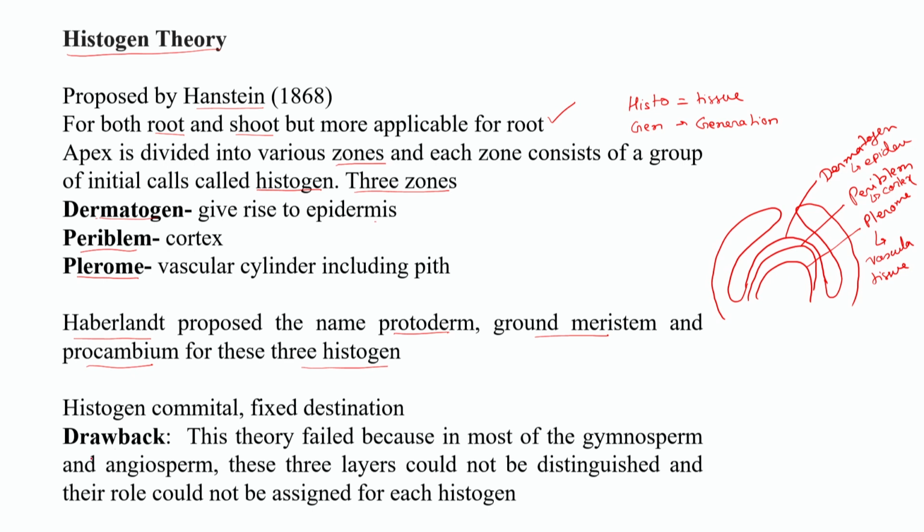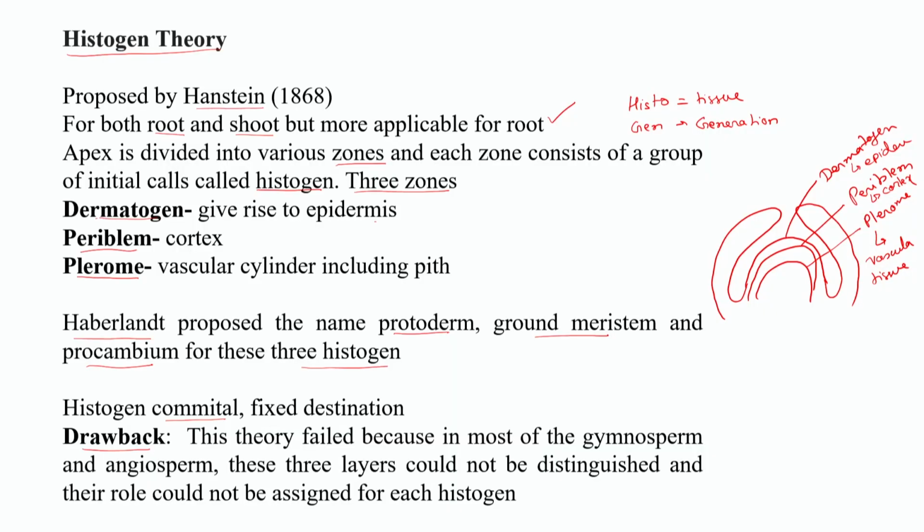So definitely the drawback of this histogen theory is that since the histogens were committal, means they have a fixed destination, but when later different groups of plant types were studied, it was found that you cannot just fix the destiny of these 3 layers, and it is not that in every plant type you will have these 3 layers. For example, in gymnosperms and in many angiosperms also these 3 layers could not be distinguished clearly, as to which one is which. So it was very difficult, and the role of these 3 layers also could not be assigned to each of the histogens.